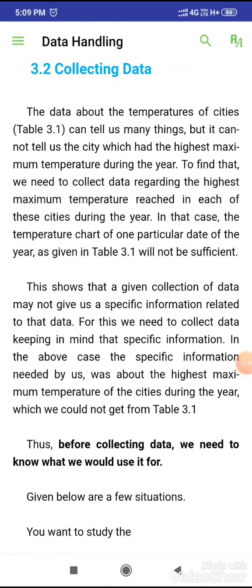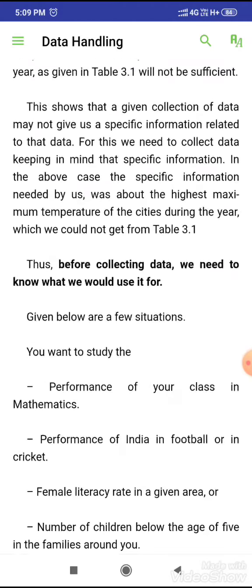To draw any type of graph, first we have to collect data related to the information. So before collecting data we need to know what we would use it for.